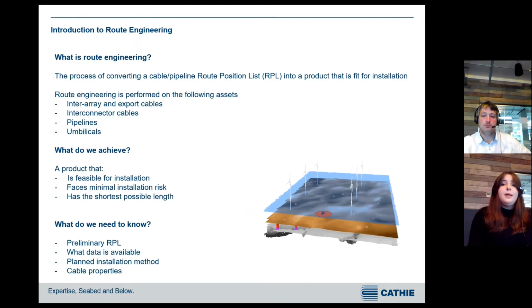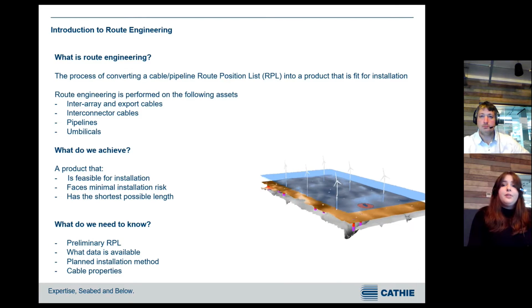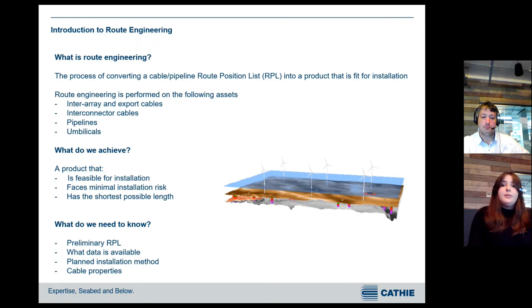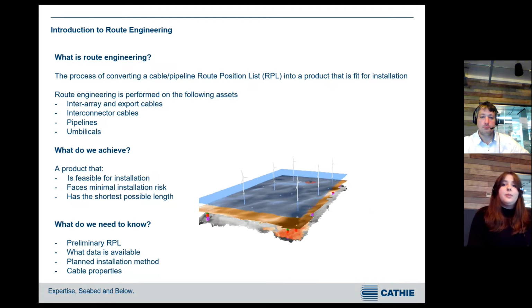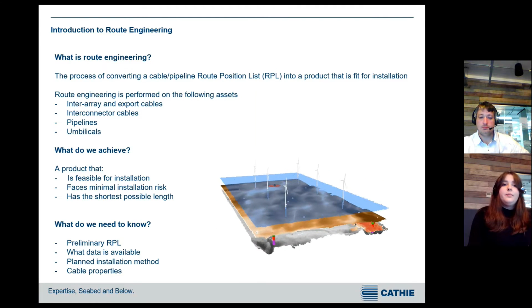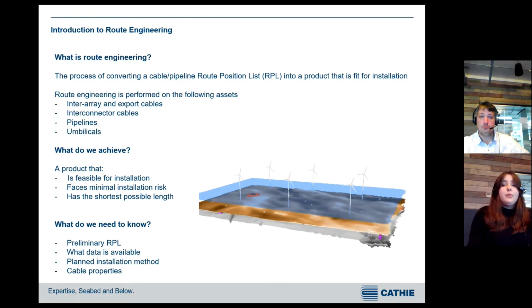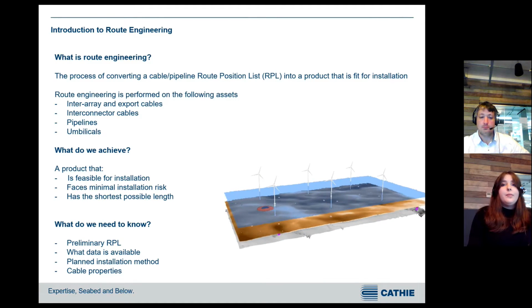We need to understand the planned installation method. If the product is a cable that is going to be buried, then the proposed installation tool should be known so that the width of the installation tool can be applied to the routing constraints. We also need to know the cable properties, as they inform the design parameters of the cable.